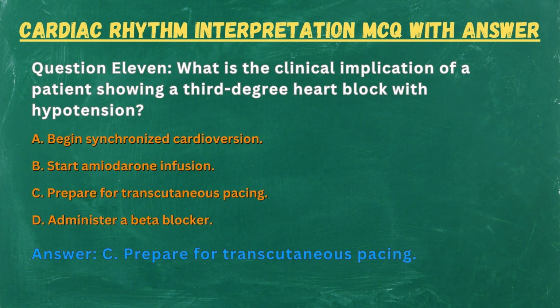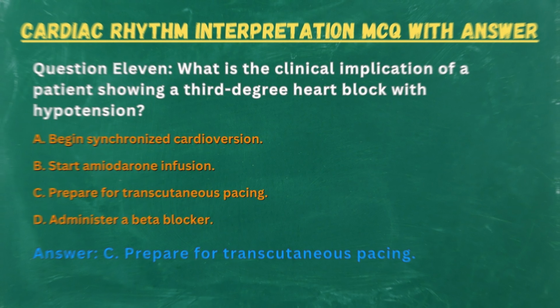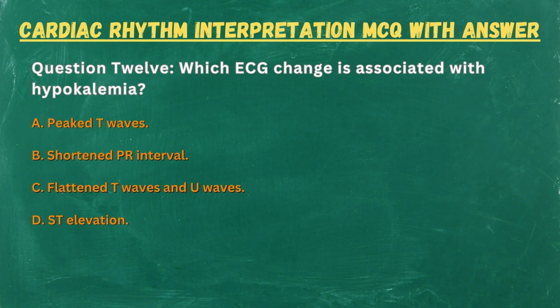Answer: C. Prepare for transcutaneous pacing. Question 12. Which ECG change is associated with hypokalemia? A. Peaked T waves. B. Shortened PR interval. C. Flattened T waves and U waves. D. ST elevation.